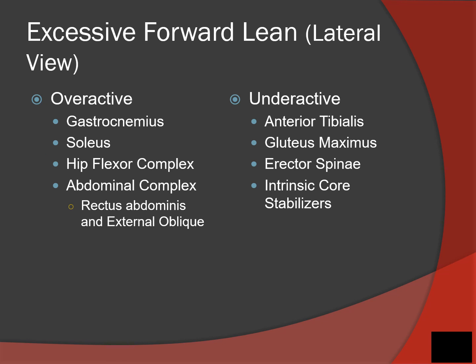So correction for that excessive forward lean. When we see that in the lateral view, take these overactive, the grouping on the left-hand side, and let's inhibit those, let's stretch those. Take those underactive, let's fire them up, let's get some isolated muscle function and training of those muscles, and see if we can correct some of the biomechanics as well.